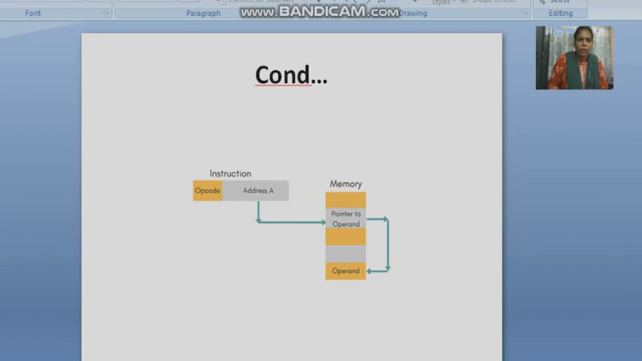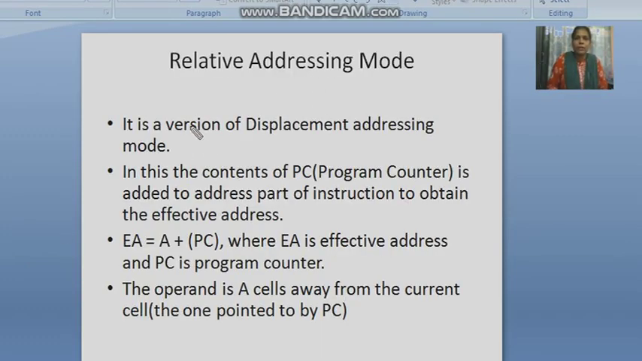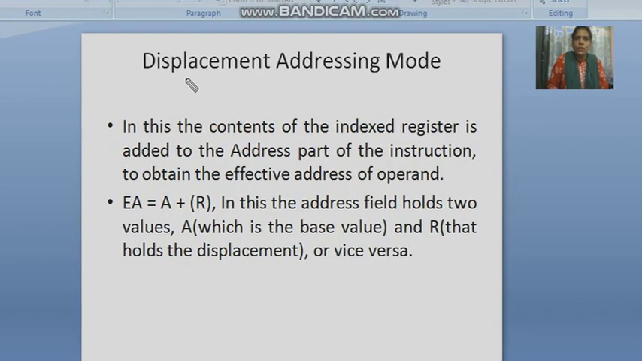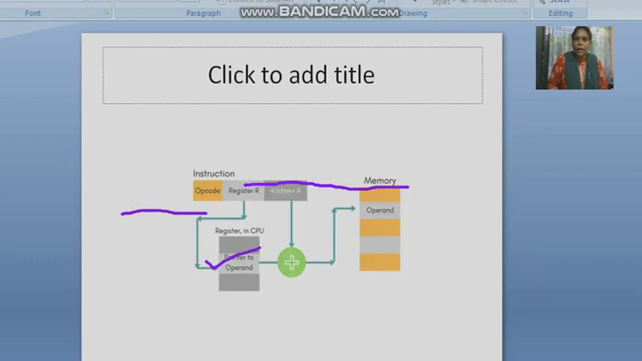And now the displacement addressing mode. In this, the content of the index register is added to the address part of the instruction to obtain the effective address of the operand. So we can calculate the effective address from the actual address and the register contents. In this, the address field holds two values, A which is the base value and R which is the displacement. Now this is the diagram where we can show the displacement addressing.